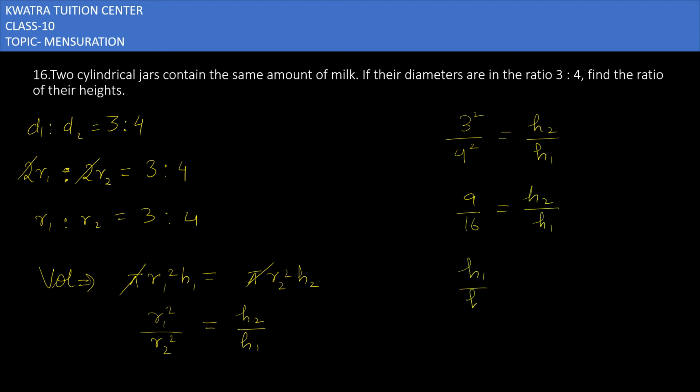But what we need is h1 over h2, so take the reciprocal. It will give you 16:9. So the ratio of their heights will be 16:9. Yes, this is the answer, and this is the 16th question.